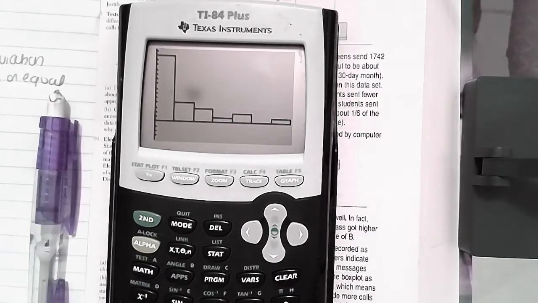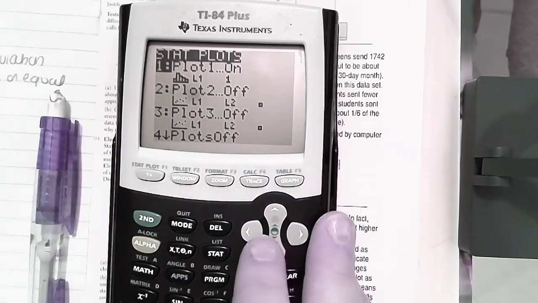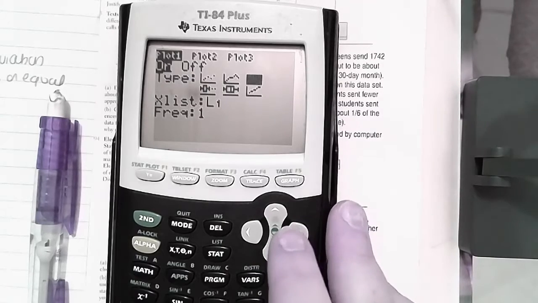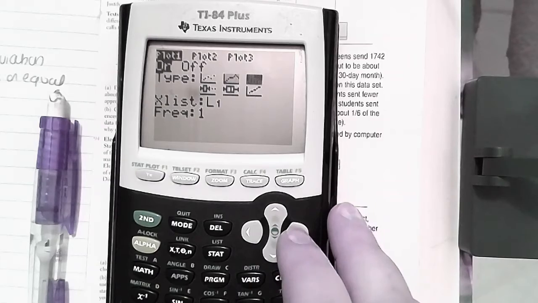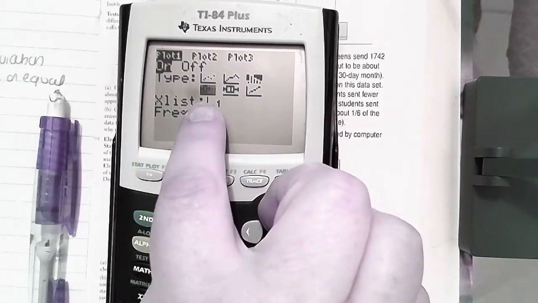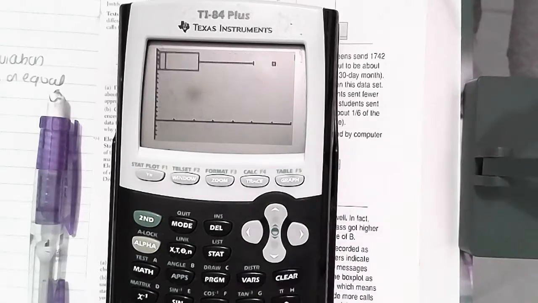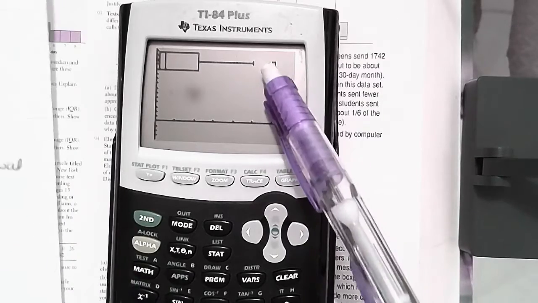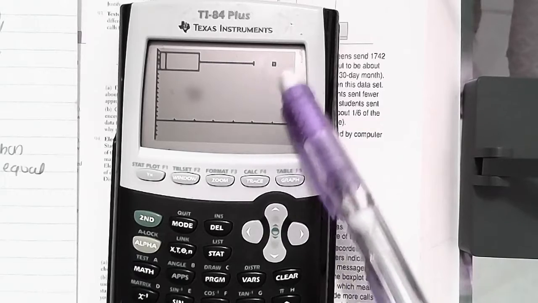So one more thing I'm going to do is go back into stat plot, and I'm going to put it on the stem and leaf plot with the outliers, and then I'm going to graph it. Okay, so there's our stem and leaf plot. Here's an outlier right here, and according to the calculator, we have one outlier.